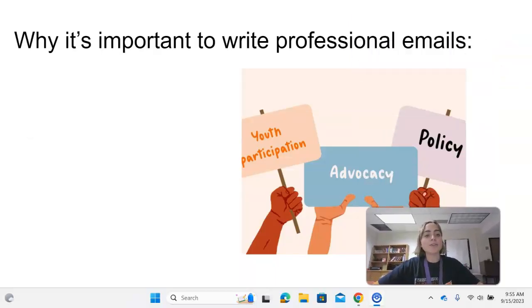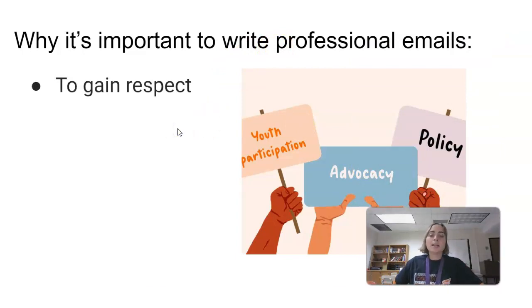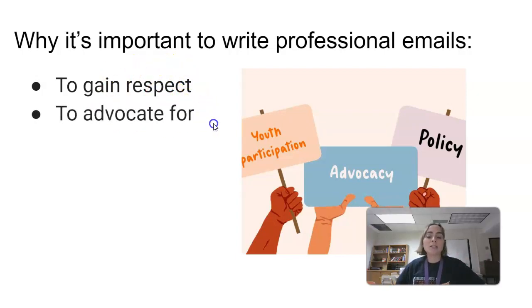Why is it important for us to write professional emails? So there's a couple reasons. One of them being that it helps gain respect. So unfortunately, it's a reality that we live in a society where people are judged on how they communicate. It can make or break whether you get a job based on how well you can write and how well you can speak in your interviews. And so writing a professional email will help you gain respect, and it'll help you be able to advocate for yourself and for others.